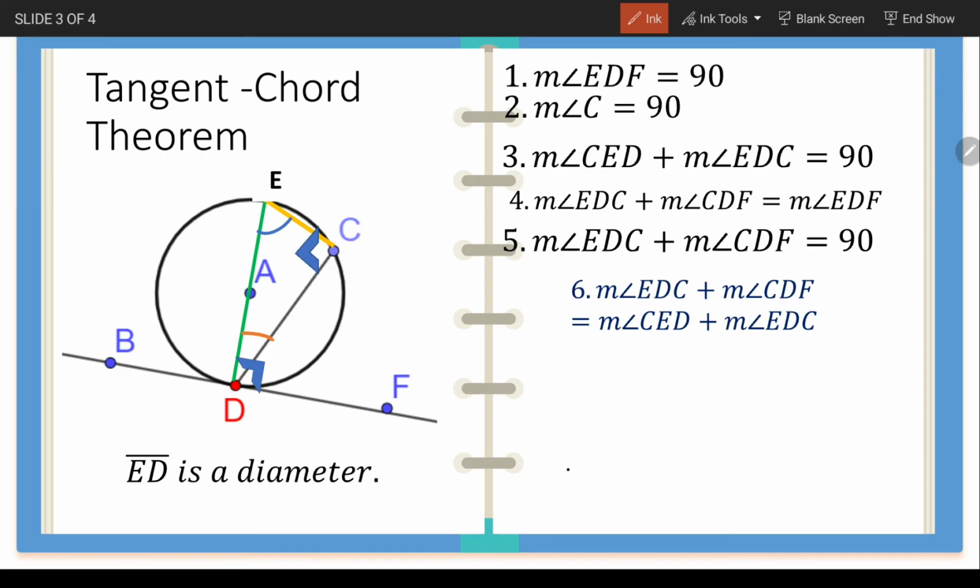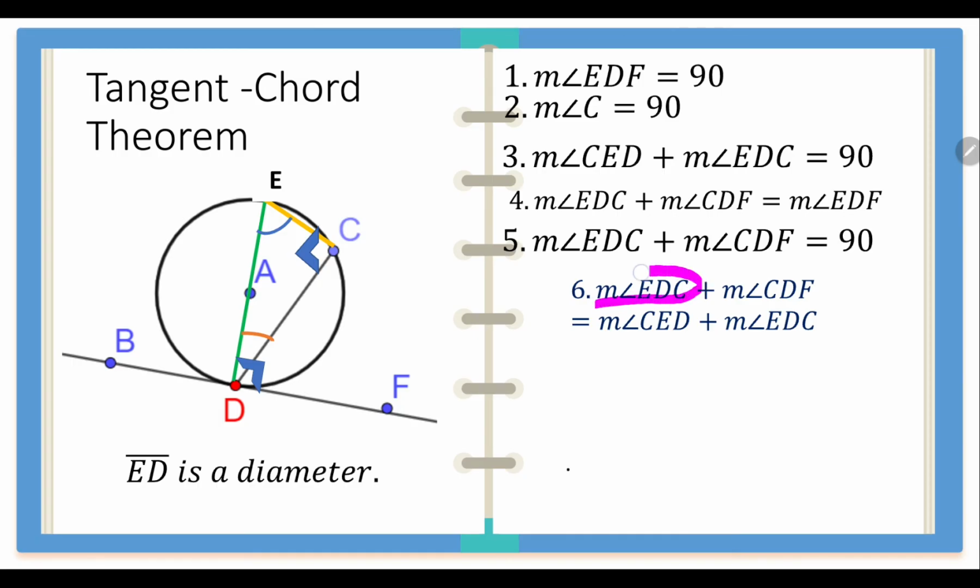Then we proceed. Let's take a look at number 6. You have here the measure of angle EDC, and also you have here the measure of angle EDC. So if we remove that measure on the left side and that measure on the right side by subtraction, since they are equals, we will be left with the statement: the measure of angle CDF is equal to the measure of angle CED. Let's mark that in the figure.